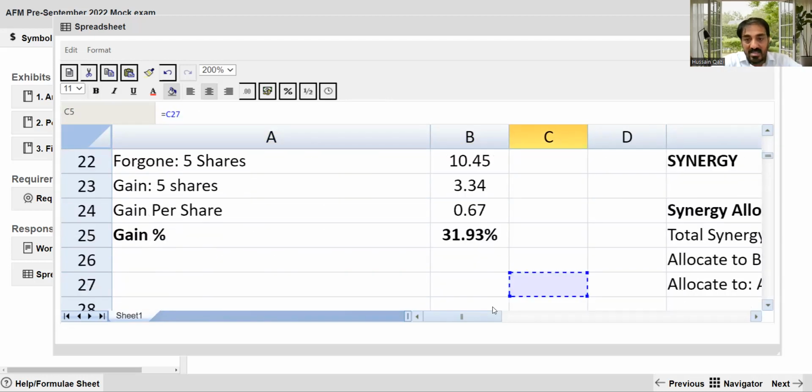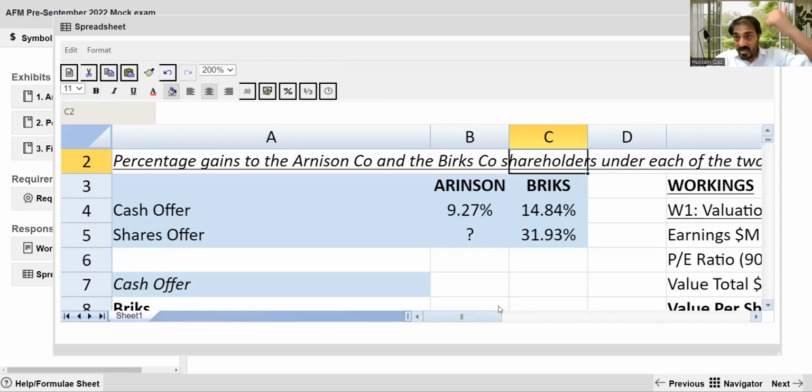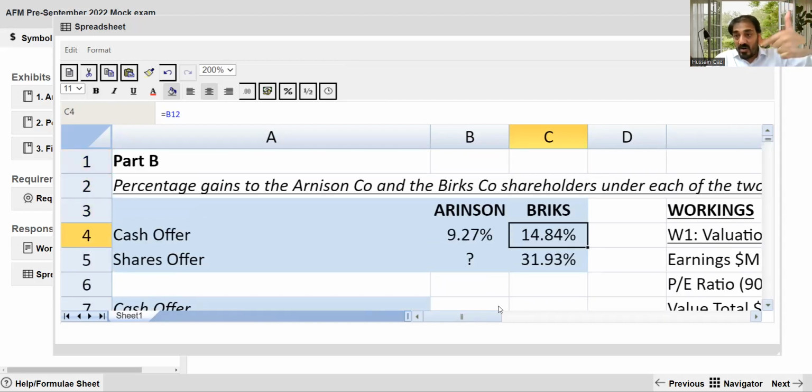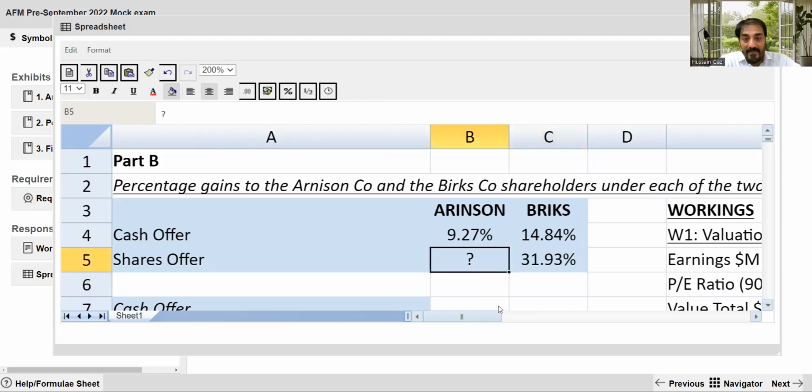But do remember that for this 31.93, you need to consider these points. If BRICS accepts 14.84, that's cash. Cash is very transparent, immediate, certain. But the share offer is based on the valuation, and the synergy and post-acquisition benefits we are considering by P/E ratio are not exactly the same after the acquisition. It depends on the market and the situation. Share for share is not as transparent as cash. These are the theoretical points you need to consider.